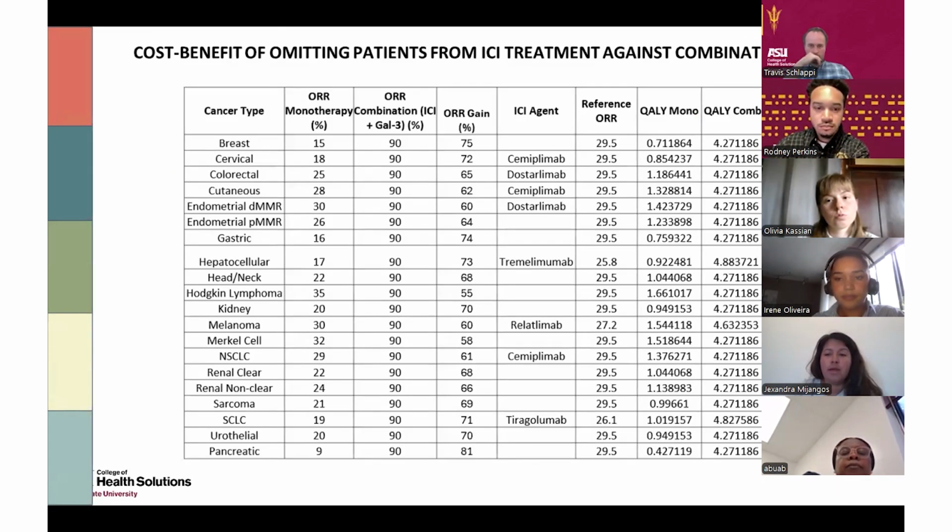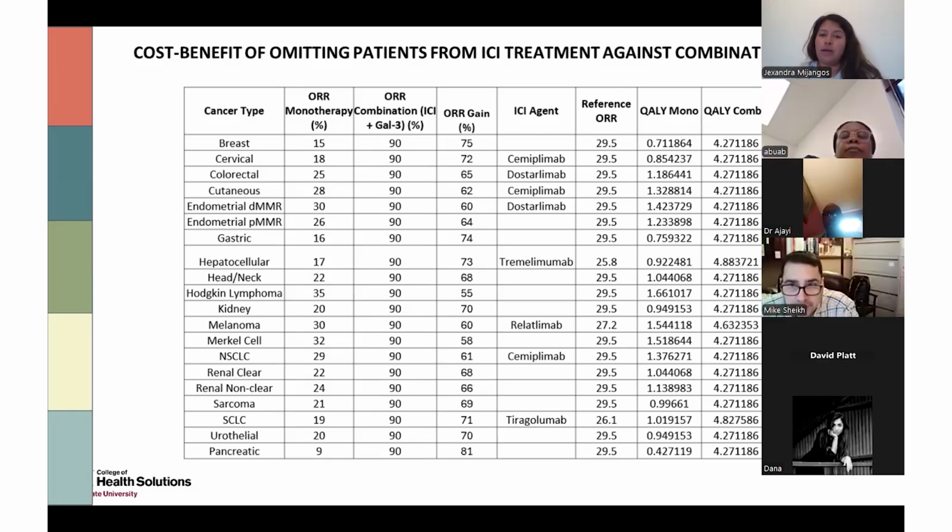Now, following the information that Rodney shared about quality in ICER, we have all the 20 cancer types, and we can see the difference between what's the benefit by omitting patients from ICI treatment against the combination therapy. So when we have the objective response rate of monotherapy, sometimes it's low, it can range between 15, 17, even let's say the highest can be sometimes 35 in this case. And then we estimated that the combination of ICI with galectin-3 would be 90% across all the cancer types. And then we can deduct this from the monotherapy, and we'll find out that there is a substantial gain in objective response rate.